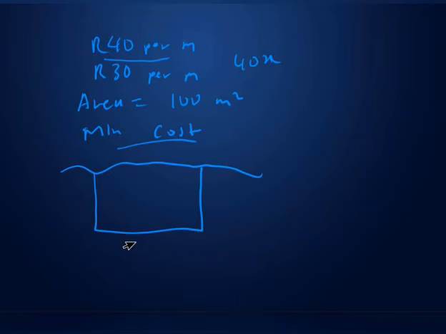fencing is parallel, let's just call this Y, for instance. So this is Y, this is x and x. Why do we give them different letters? Because this is not the same as this length, right? However, this and this length are the same. So this and this length are also the same, but this is the river, so it's not part of the material. So notice they said the cost of fencing parallel to the river is 40 rand per meter.